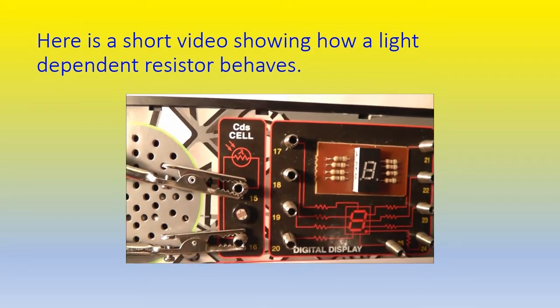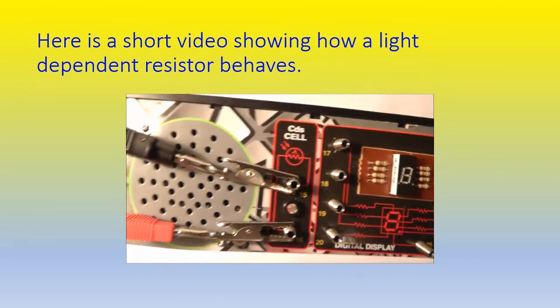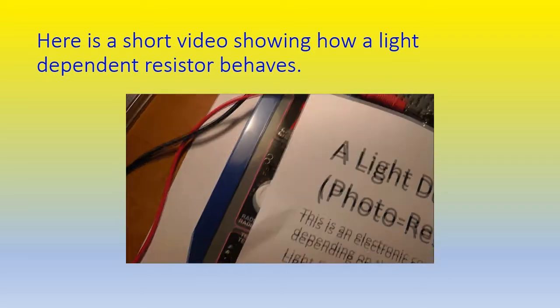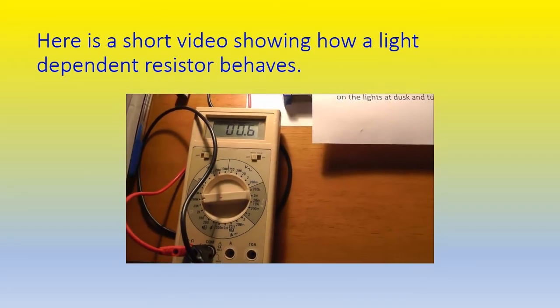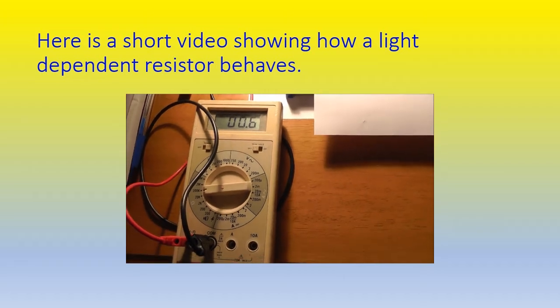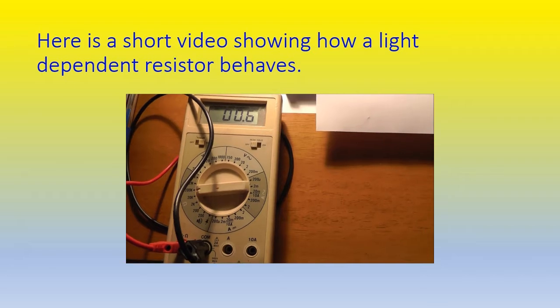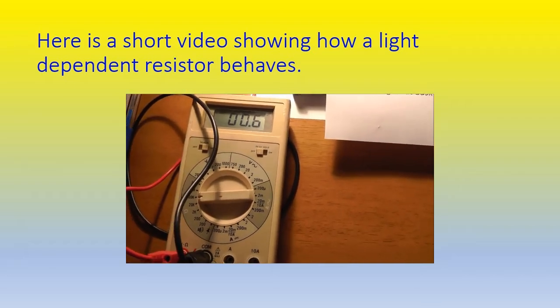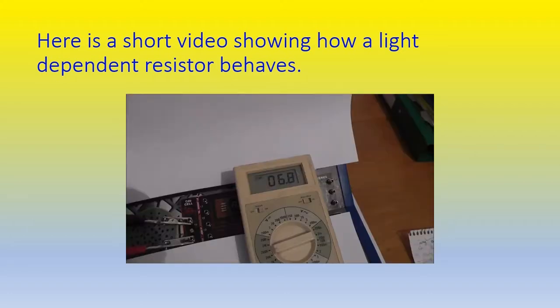So the equipment we're going to use today is the little light-dependent resistor itself, and I've connected that via a set of leads to a multimeter, and the multimeter is being used to measure the resistance of the light-dependent resistor. And I'm also going to use different light sources just to vary the amount of light.